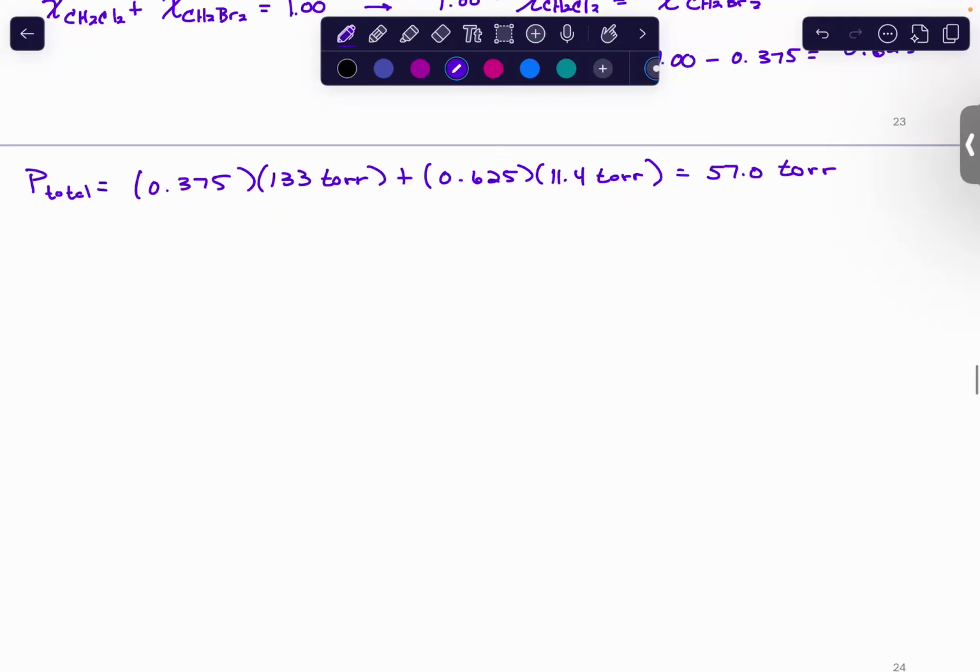Now, we can solve for one of these mole fractions in the vapor phase. Does anyone remember how this equation alters for the vapor phase?